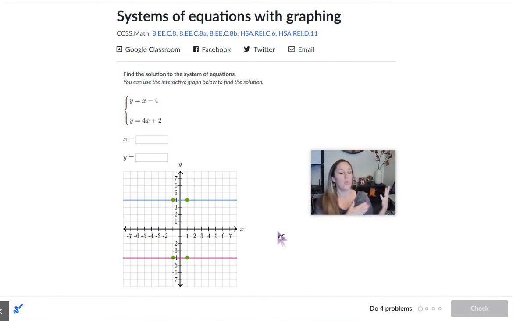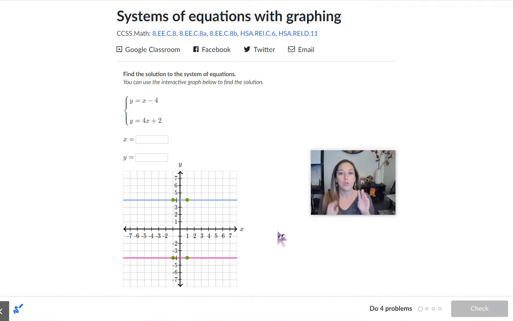So we've been graphing one line using y equals mx plus b. Now we're going to graph another line using y equals mx plus b, and then wherever they cross, that ordered pair is the solution to the system.